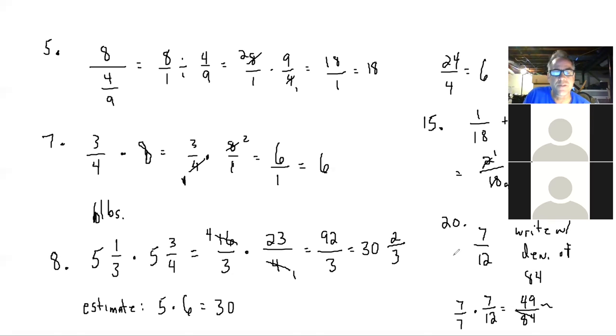Rewriting 7/12 with the denominator 84 would result in 49/84. And you're going to do the same thing with number 21, and that is it. And that's all I'm going to assign today, this 2.2 working with fractions.